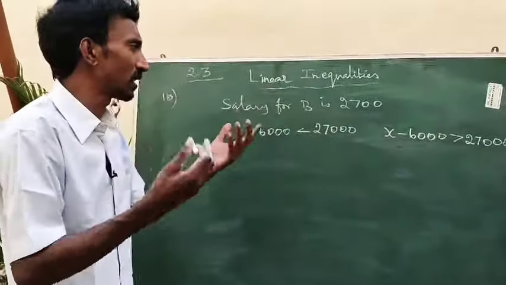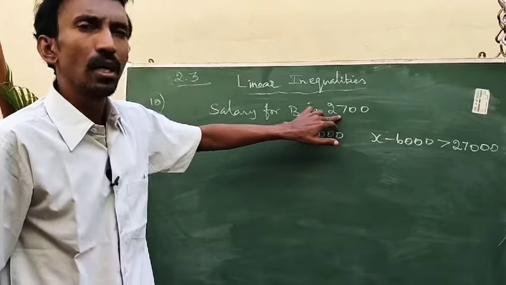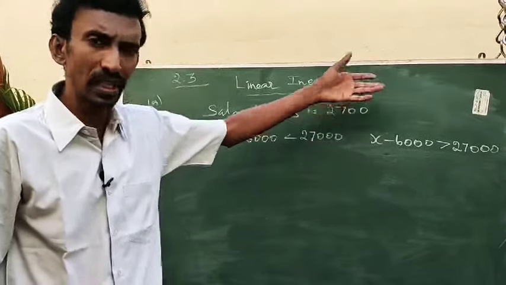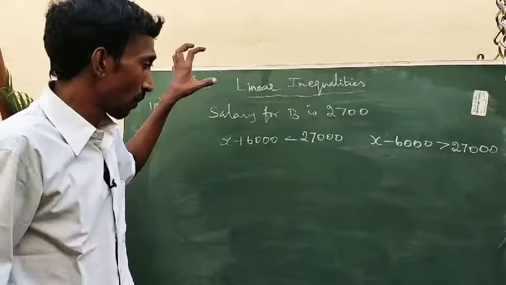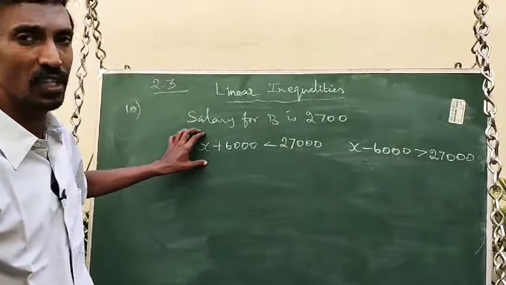But the answer is very, very easy. If we subtract 6,000 here, 21,000. If we add 6,000, we get 33,000. It is very easy. But we have to involve the inequality. That's why we are writing in the form of inequality.